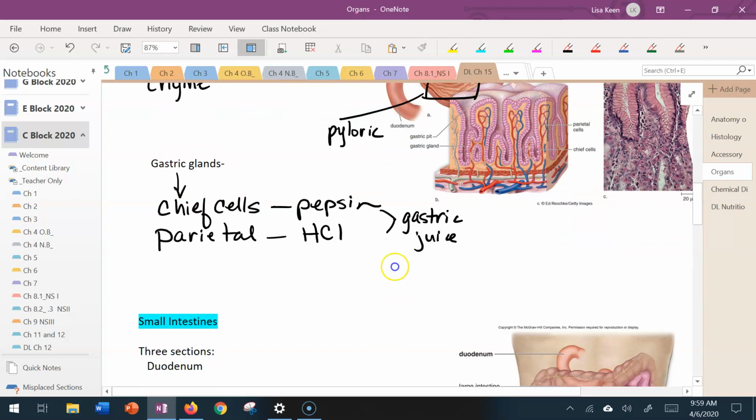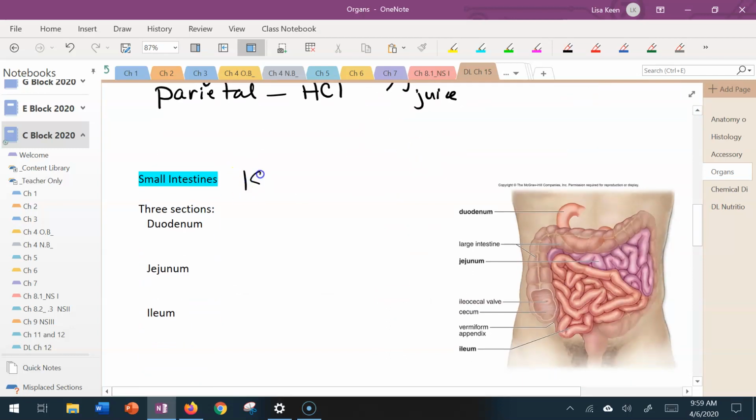Okay, let's talk about the small intestines. Collectively, the whole thing is around 18 feet long. There are 3 sections: duodenum, jejunum, and then ileum. Ileum and jejunum, you were allowed to drag and drop together. The duodenum is about 10 inches, the first portion of the small intestines.